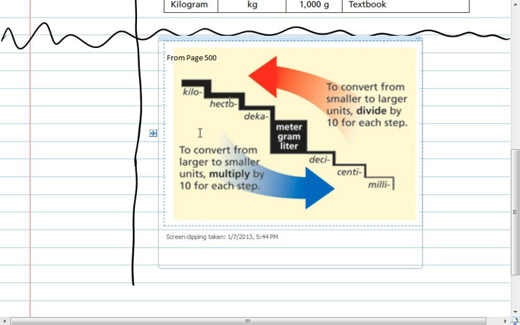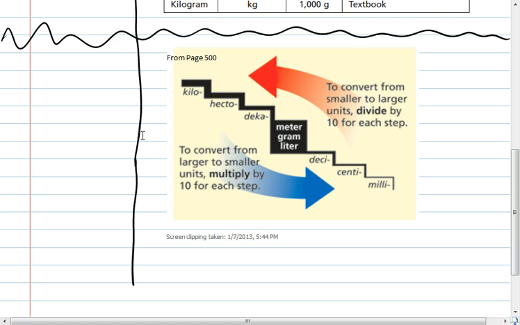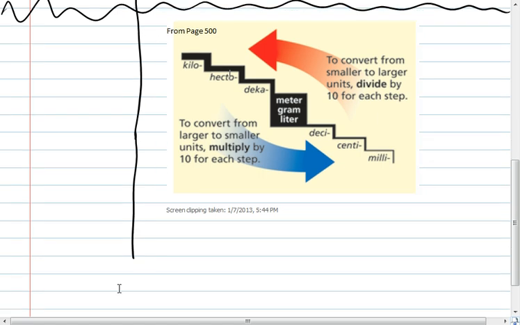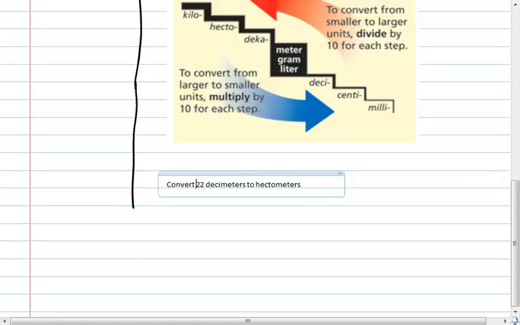If you're going the other way, you're going to multiply. So you're going from large to small, you multiply. And that's just like what we did yesterday with the customary. Make sure you copy this chart down into your notes, and then we're going to do some examples.